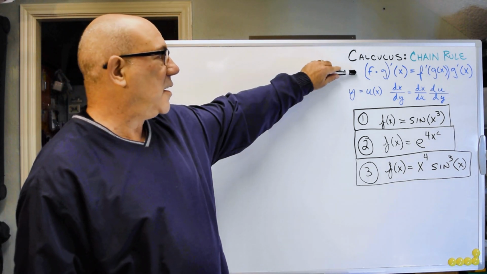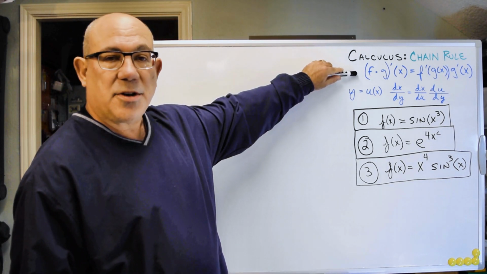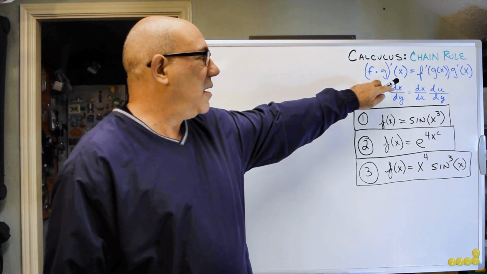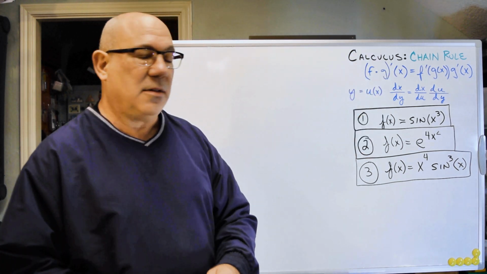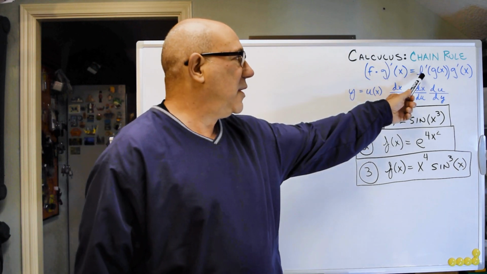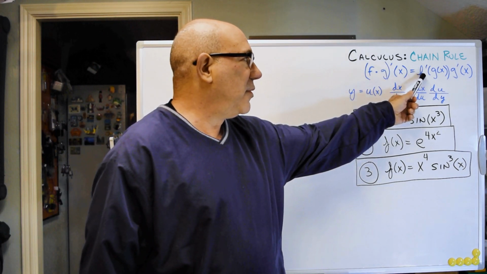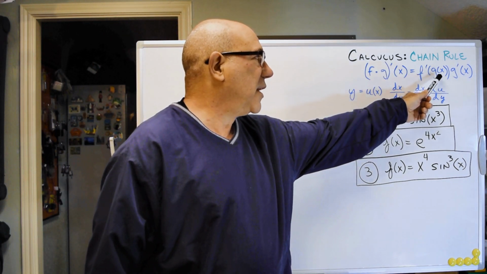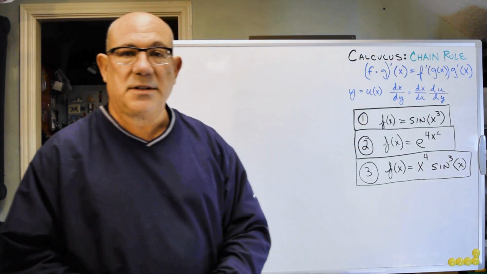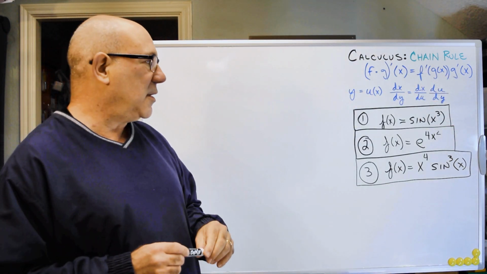This format says if you have a composite function of f and g in terms of x and you want to take the derivative of it, then the derivative is the derivative of the function in terms of g of x times the derivative of g of x. So you're going to see that play out when we do some examples.